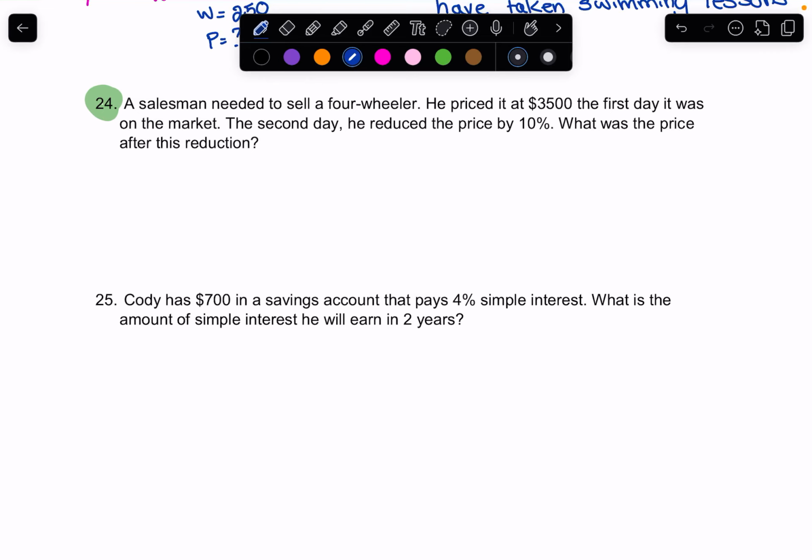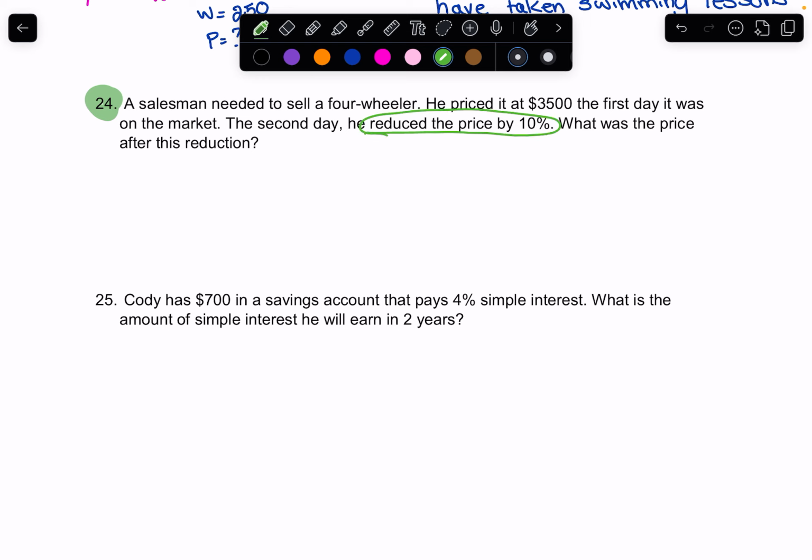Now we're going to look at some percent problems that require us to do additional steps. So for number 24, a salesman needed to sell a four-wheeler. He priced it at $3,500 the first day it was on the market. The second day, he reduced the price by 10%. What was the price after this reduction?